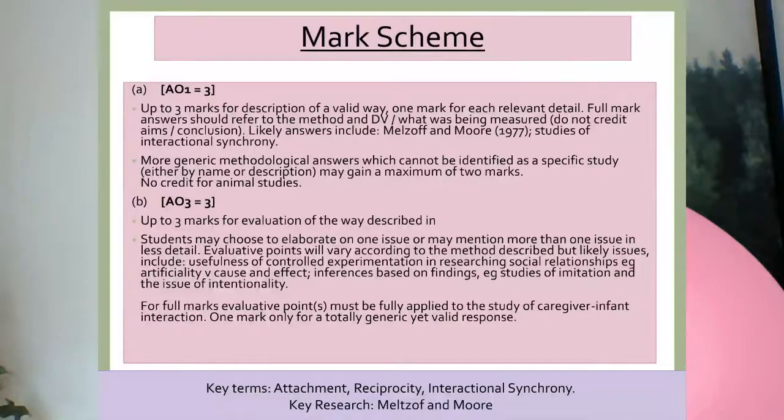And then for B, which was the evaluation, you can't use ethics. So you might have said that there are issues such as, if it's controlled, then there might be problems with ecological validity because it's an artificial setting. However, a good thing is that we can establish cause and effect. We're using inference for our findings. It's an observation, so there might be observer bias, etc.